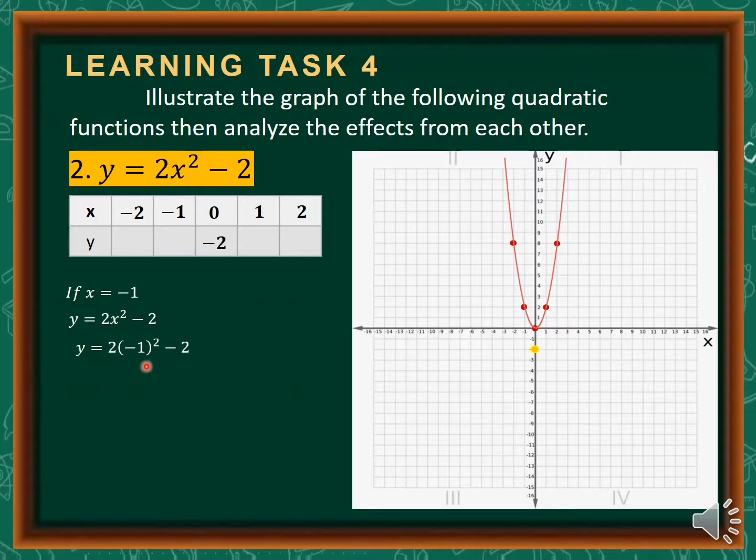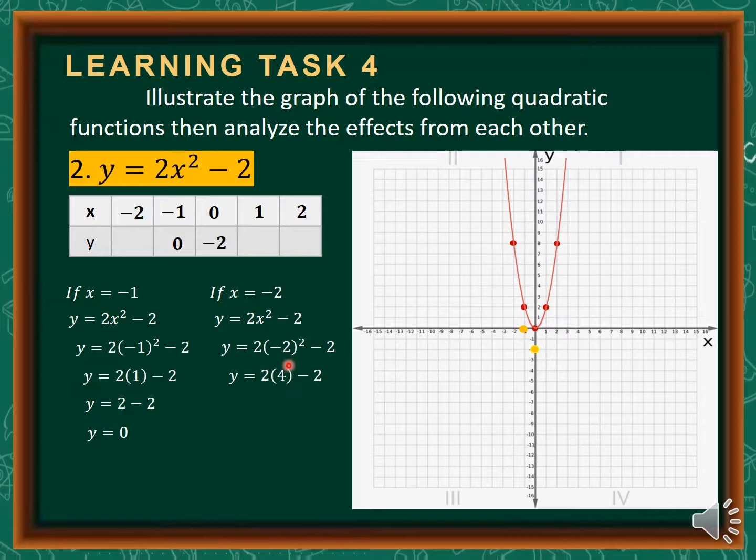So we have negative 1 squared, that is positive 1. Negative times negative is positive. So that will become 2 times 1 minus 2. 2 times 1 is 2. 2 minus 2 is equal to 0. So therefore, if x is negative 1, y is 0. Okay? Next, we have what if x is equal to negative 2? If x is negative 2, substitute lamang natin. Instead of writing x, we will write negative 2. Negative 2 squared, that is 4. So 2 times 4, that is 8. 8 minus 2, correct.